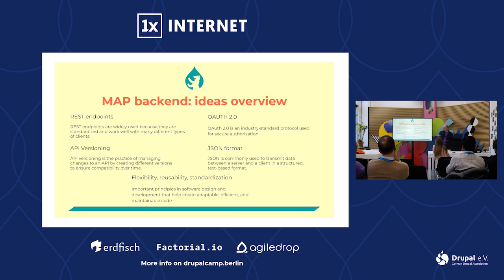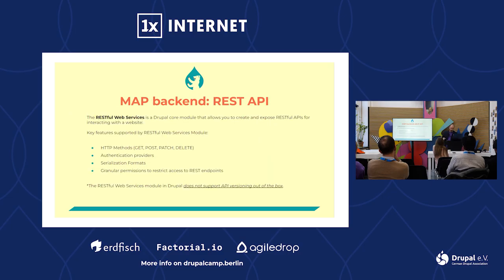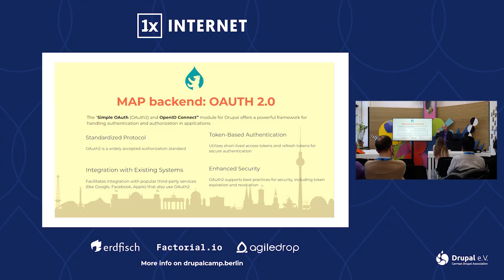Let's go through each of these points. REST API, we have a beautiful module in core, and we will use this. It supports a lot of features we need: different types of requests, authentication providers, serialization formats. These two are important because we use them exactly in our solution. Permissions out of the box, but this module has one minus, it does not support versioning, so you have to do it manually. Not very good, but let's see how we resolve this.